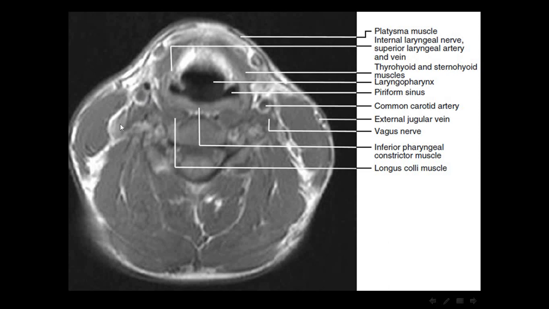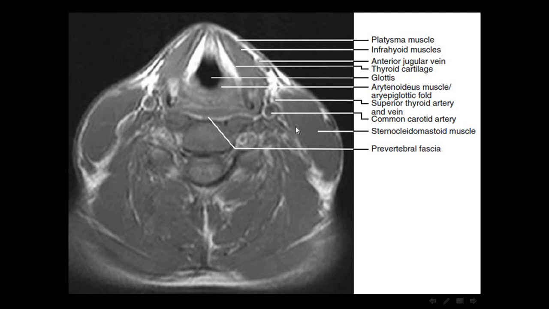Internal carotid, common carotid and internal jugular vein. More lower down, we start to see the thyroid cartilage, the glottis, which is the opening of the air and voice, the arytenoid muscle, platysma, and this is the anterior jugular vein. Here.